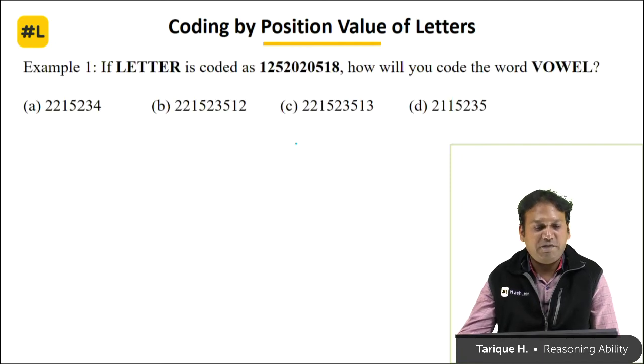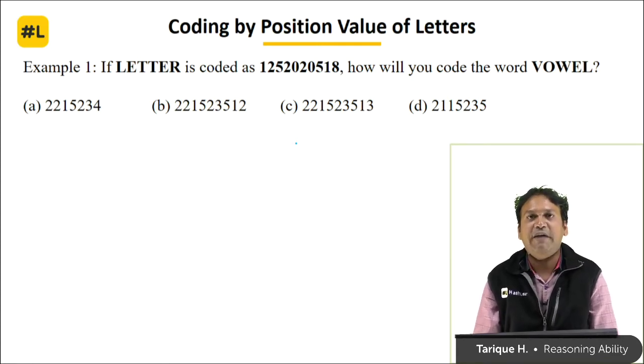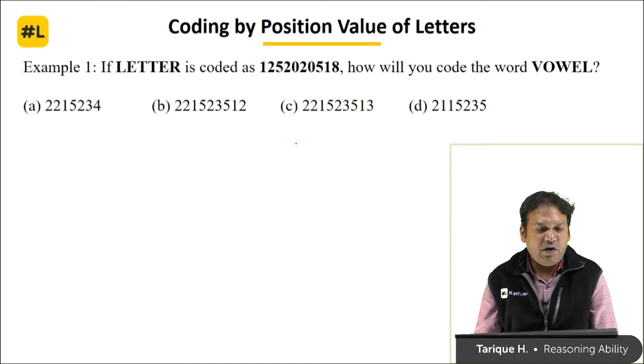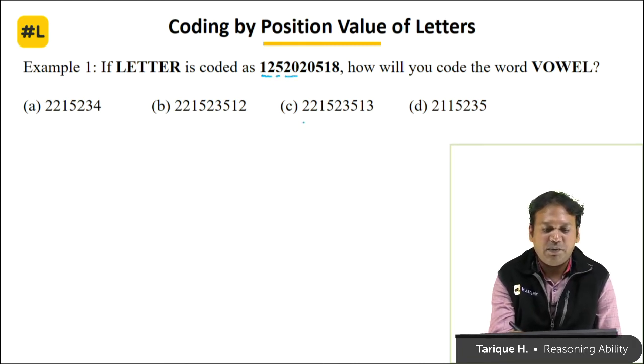Let's start with the first example. If LETTER is coded as 12520 20518, how will you code the word VOWEL? You see here we are not shifting the letters, we are not using the shifting technique. The moment you see numbers, somewhere numbers are given to you, understand that it could be a question based on positions, positional values.